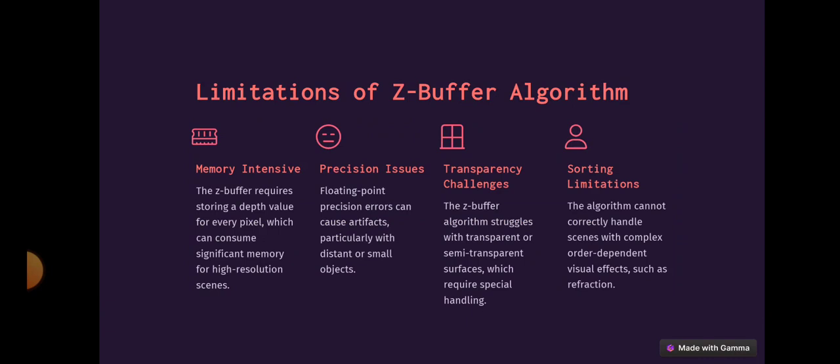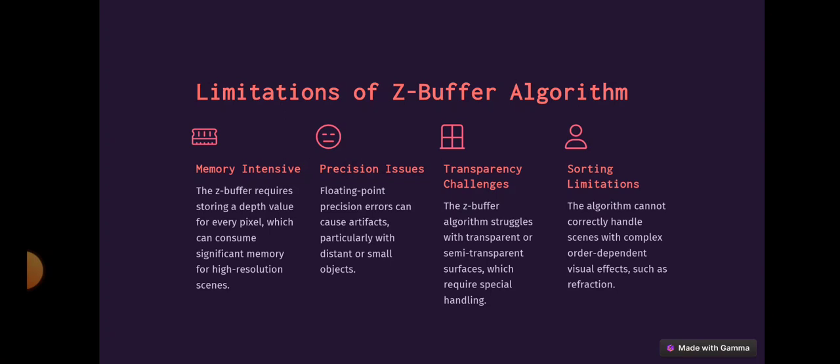Then, transparency challenges. The Z buffer algorithm struggles with transparent or semi-transparent surfaces, which require special handling. Next is sorting limitation: the algorithm cannot correctly handle scenes with complex order-dependent visual effects such as refractions. So those are all the limitations of the Z buffer algorithm.